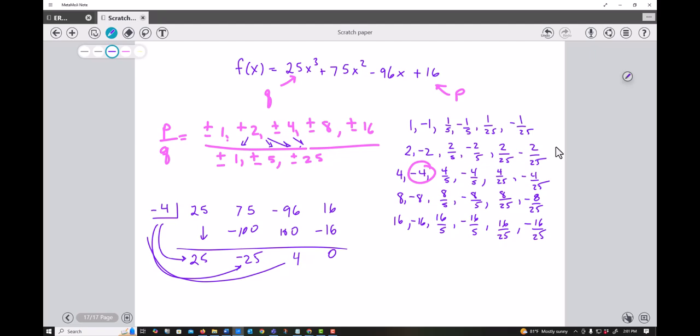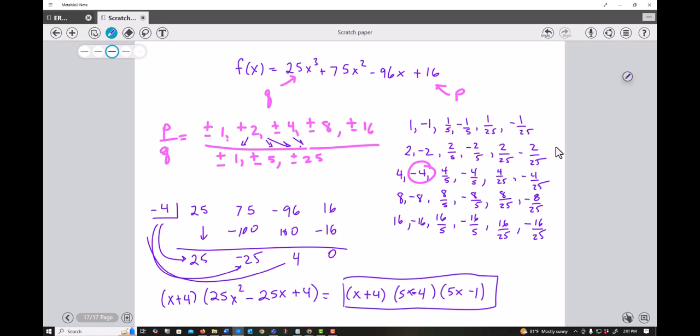So writing my first term, remember, the factor is going to be the opposite: x plus 4. And then this becomes 25x squared plus 5x minus 4... Now I finally can factor the quadratic, and I'm going to try 5x and 5x, and then minus 4 and plus 1. So that would be my completely factored form.